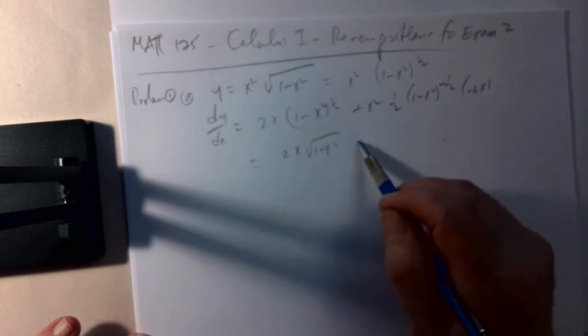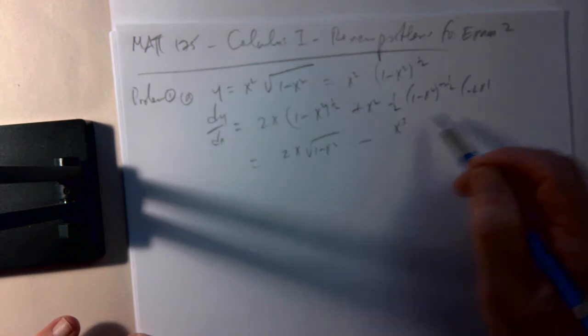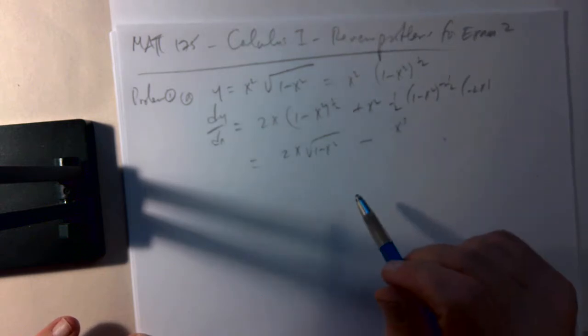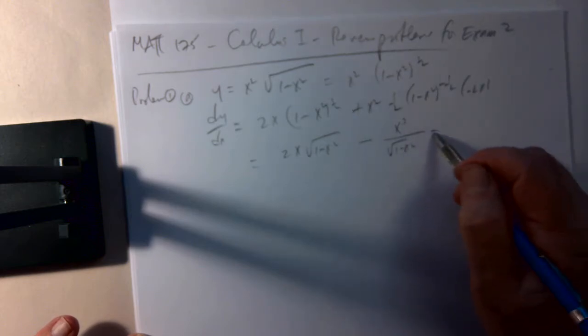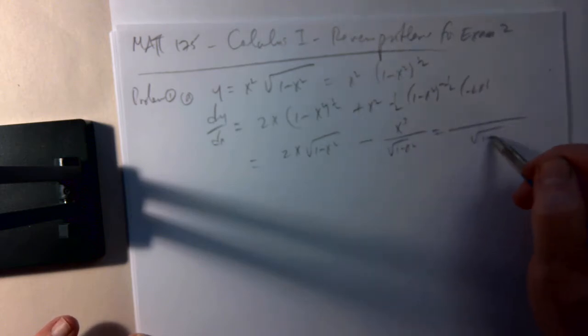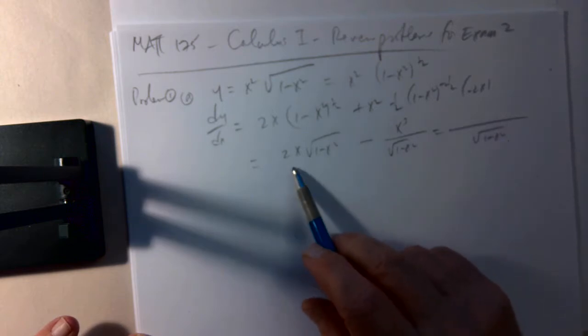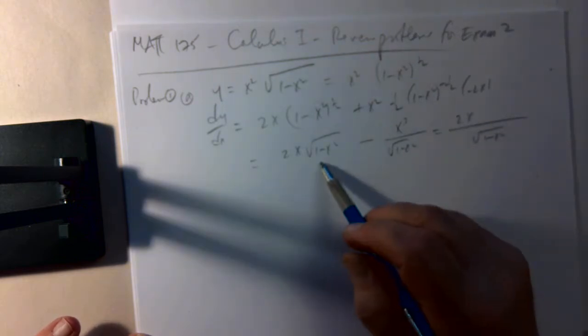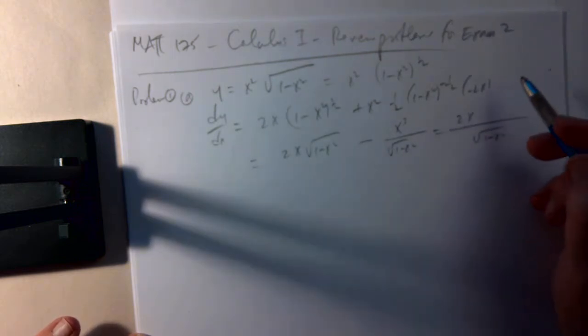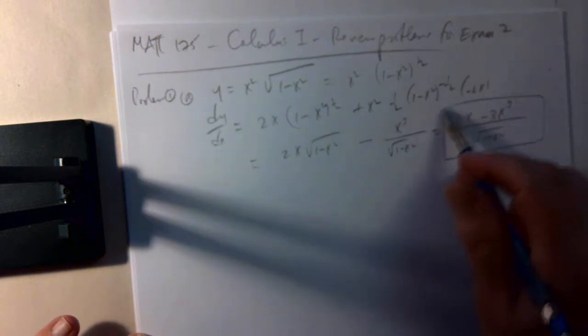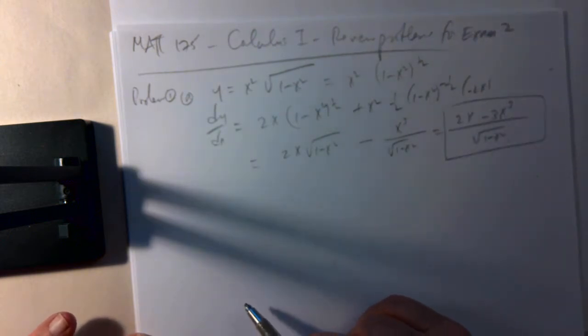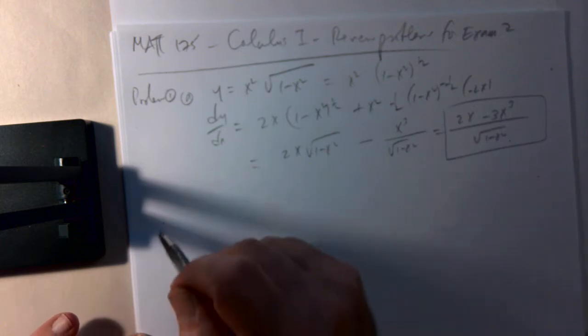And the 2's cancel. I have minus x cubed, x squared times x, over the square root of 1 minus x squared. And if I put everything over a common denominator of the square root of 1 minus x squared, I get 2x minus 2x cubed minus x cubed, which is 2x minus 3x cubed. So if I didn't make any mistakes, that's the answer.